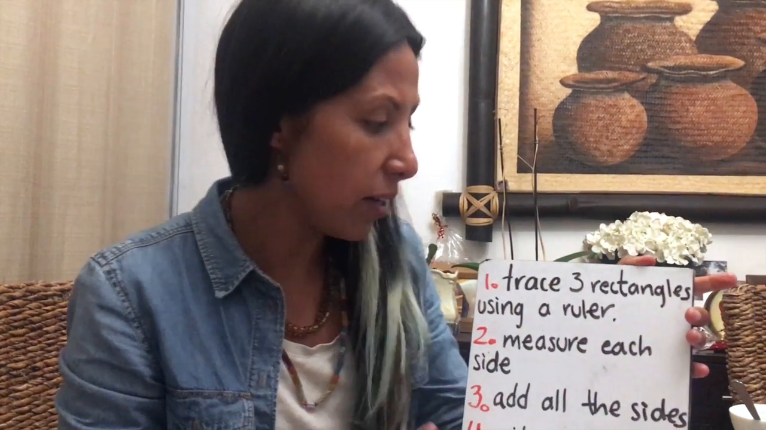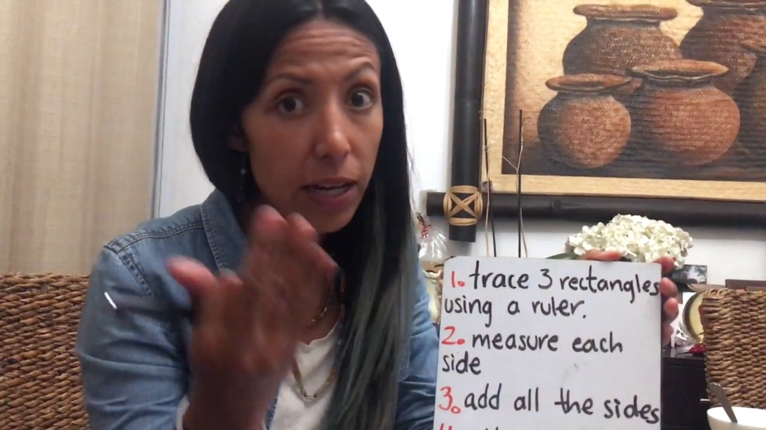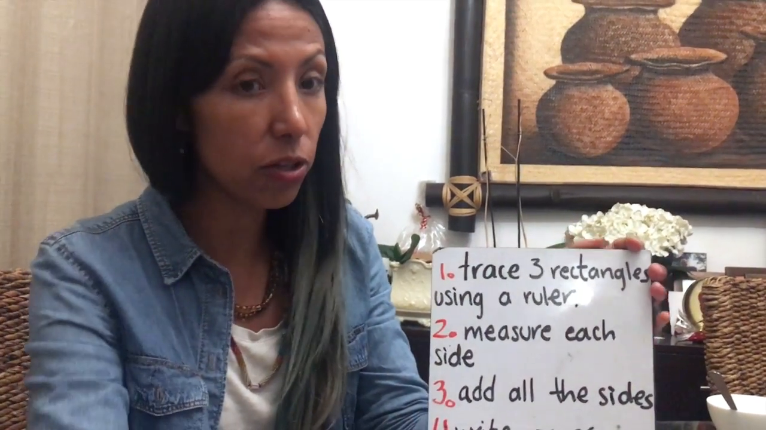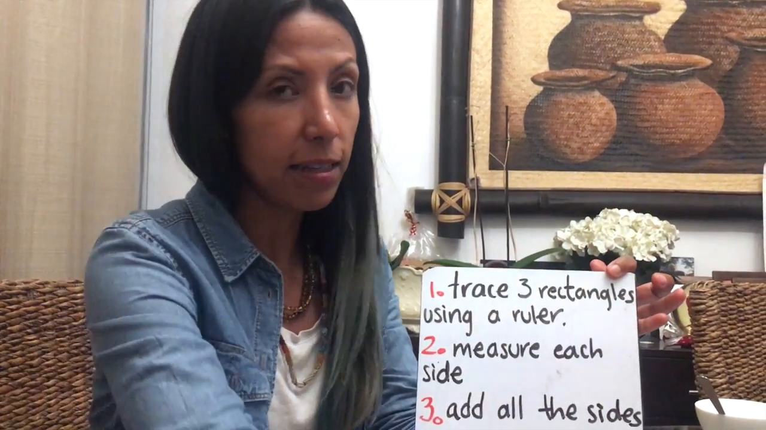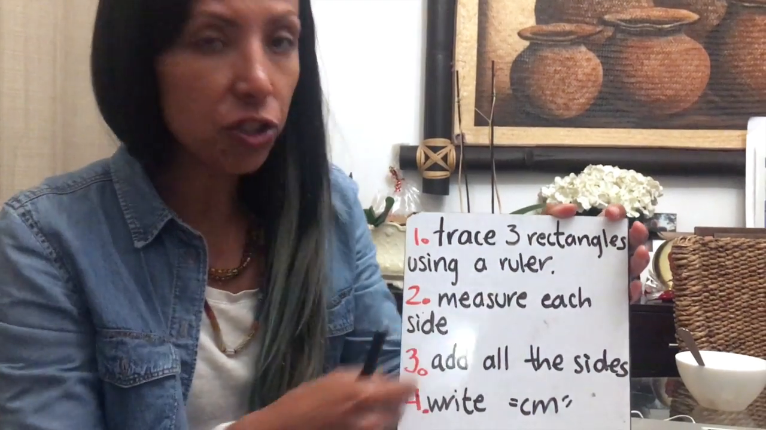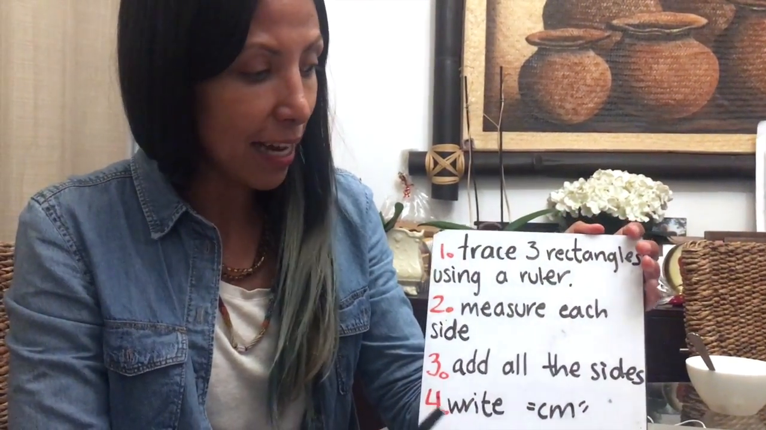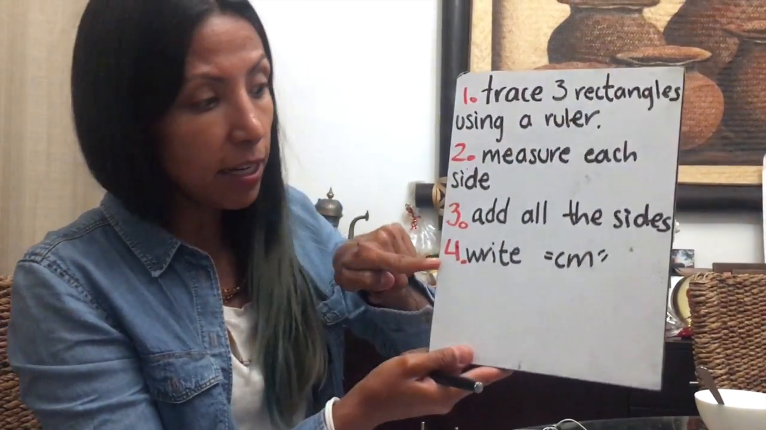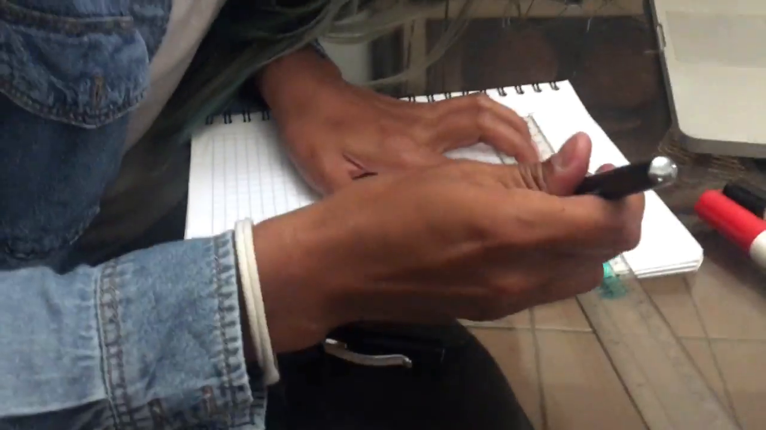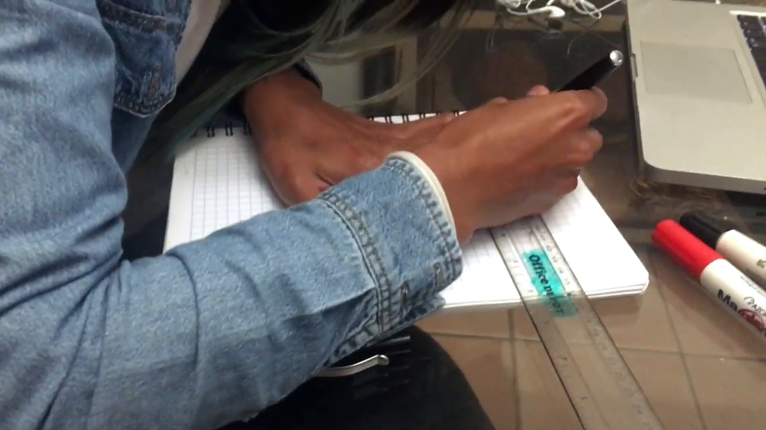Okay, guys, this is what you have to do. You have to trace 3 rectangles on your notebook using a ruler and a pencil. Then measure each side with your ruler and then add all the sides together. And finally, write the unit, centimeters. I'm going to show you with one. Come closer, camera. So you're going to trace different rectangles.